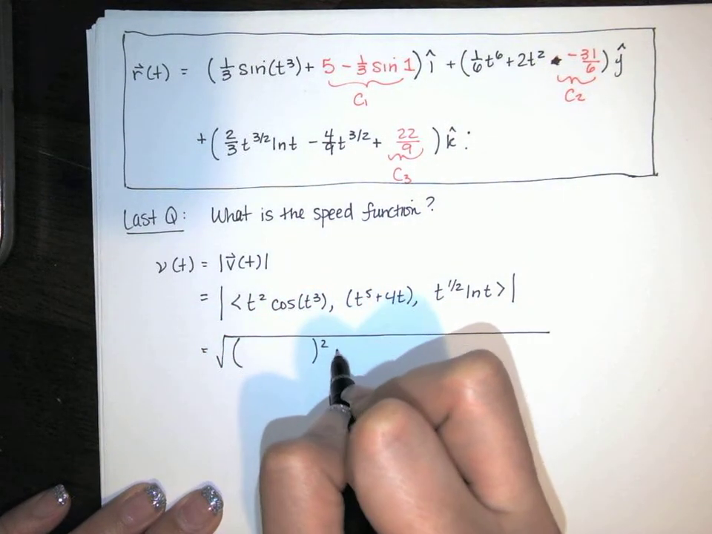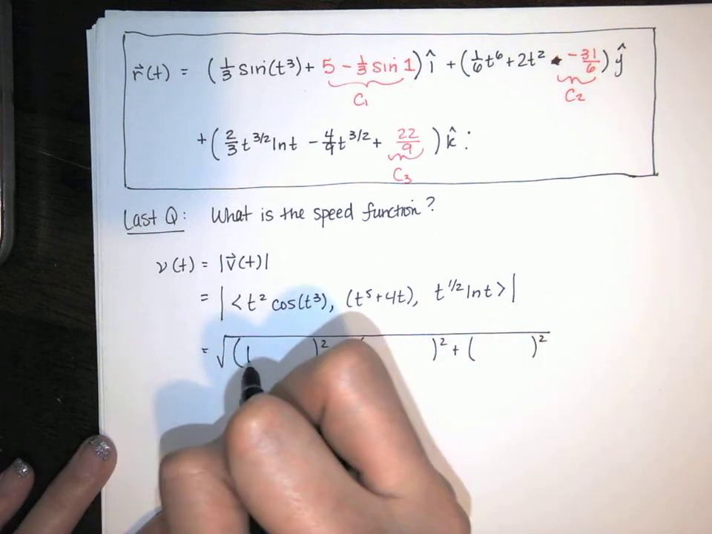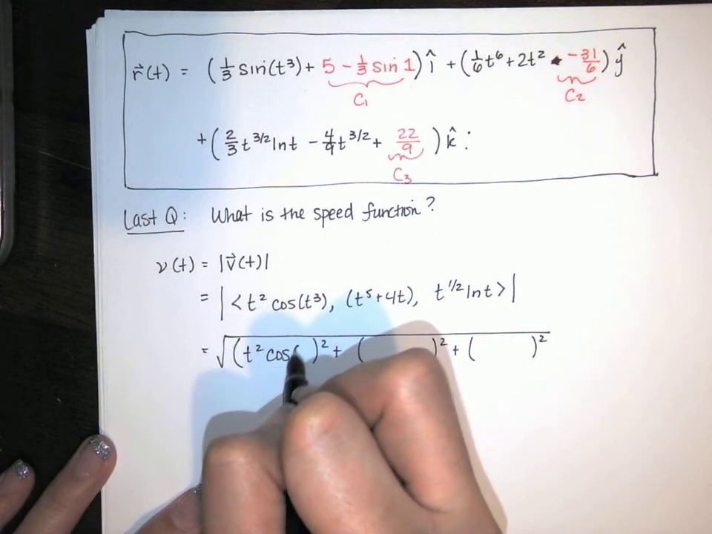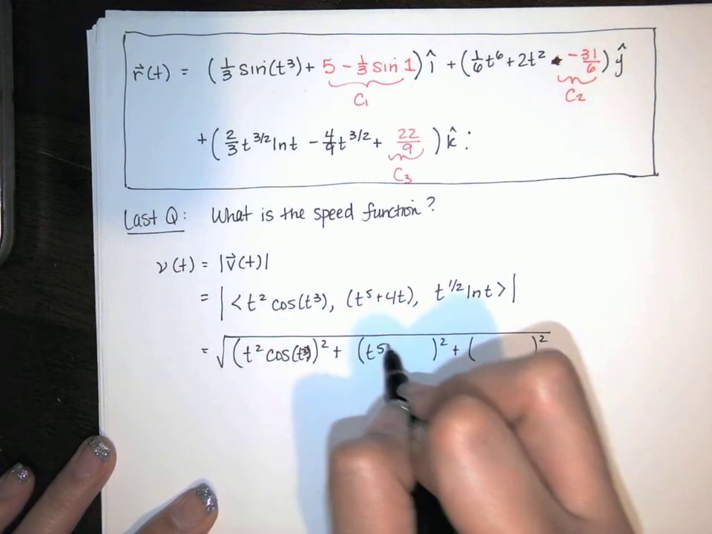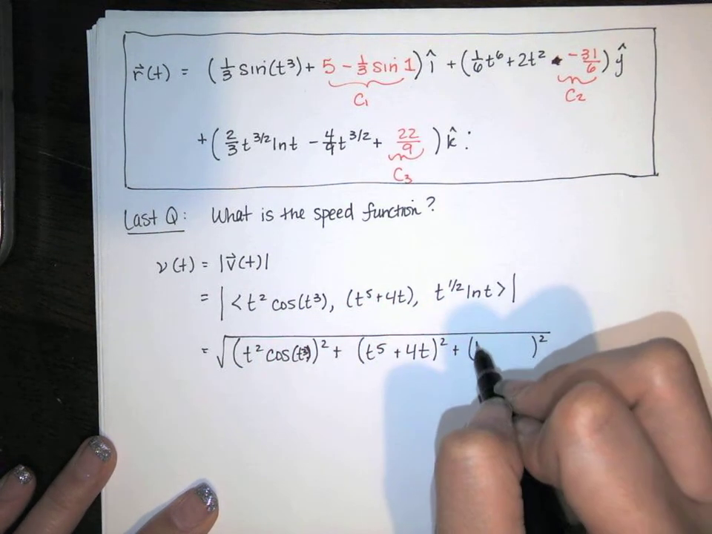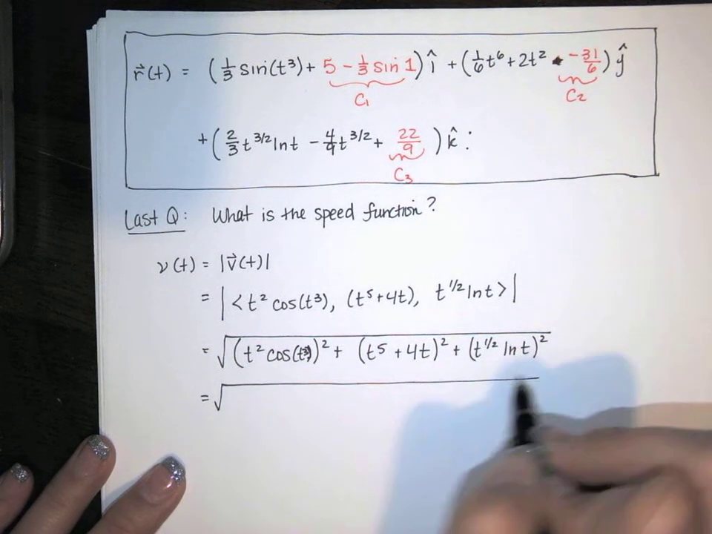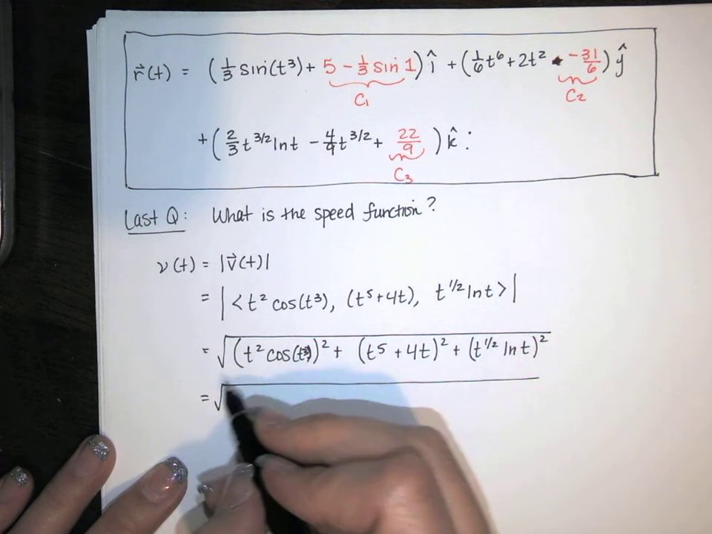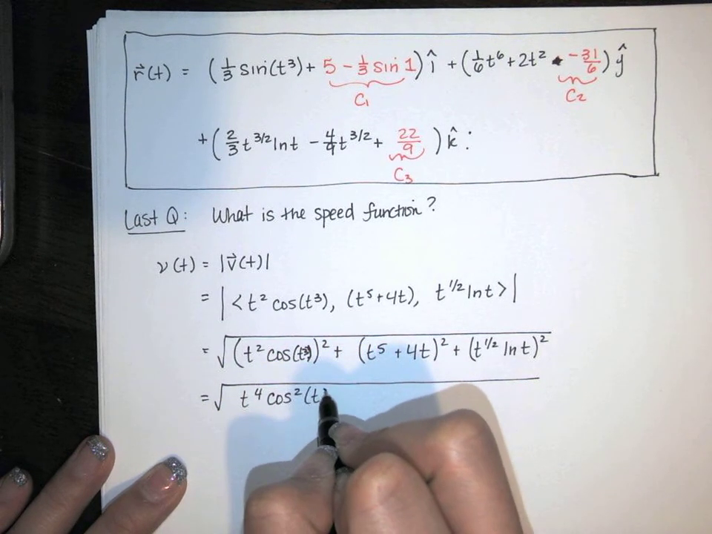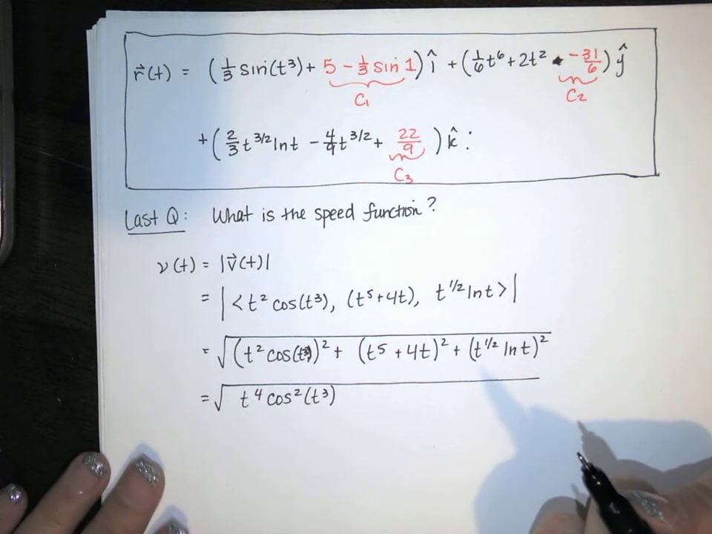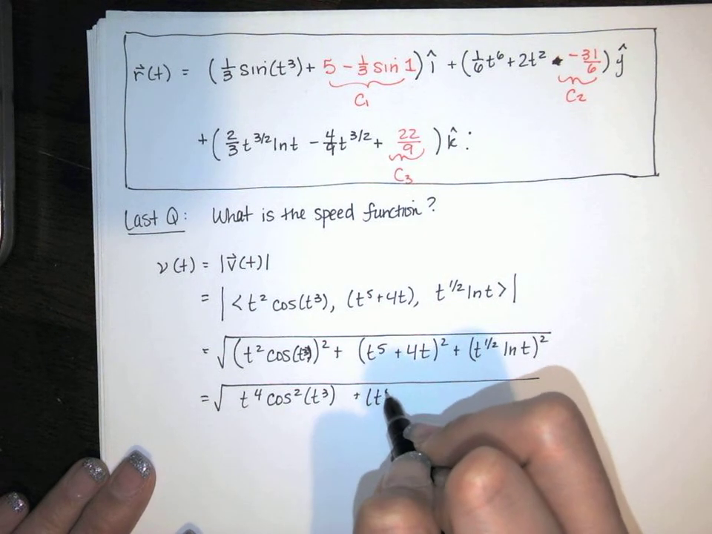So just remember how we find magnitude. You take the components, you square them, you add them, and take the square root. So I've got my x component squared, and my y component squared, and my z component squared. This is the product of two factors. I can easily simplify this, so I will. That's t to the 4th cosine squared of t cubed. This one, I could write it twice in FOIL, but I don't think that's going to make it any simpler, so I'll just leave it alone.